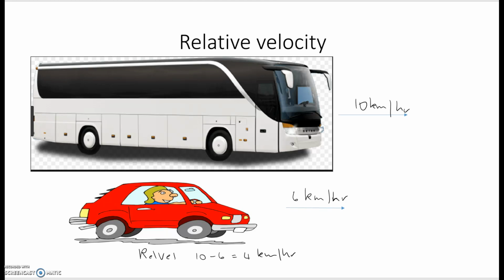But if you're in the bus, the relative velocity there would be 6 minus 10, which equals -4. So it would look like you were leaving the car behind.